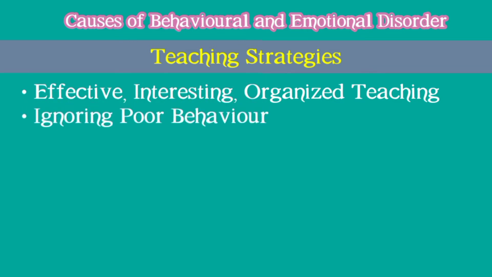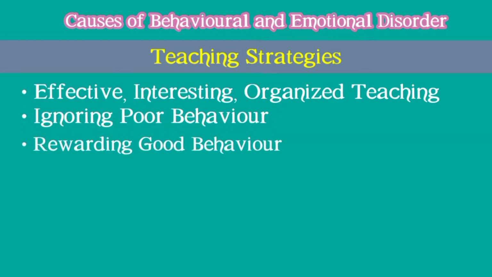Okay. So second is ignoring poor behavior. So ignoring misbehavior doesn't always make the behavior go away, but it very often does. Teachers should try this strategy if they think that the student is behaving badly just to get attention. So sometimes we as teachers, we will ignore those misbehaved students just to get attention.